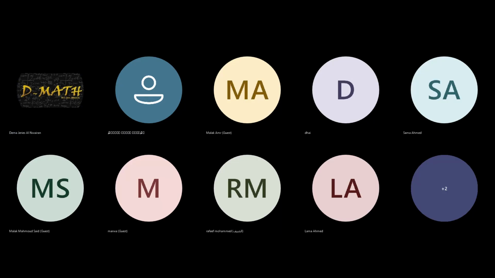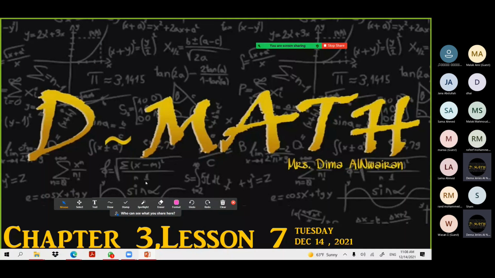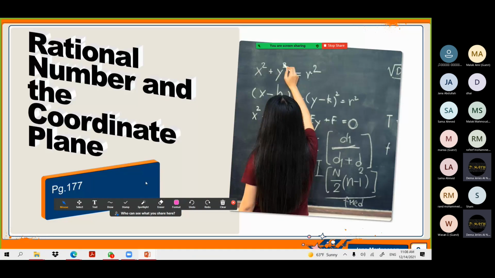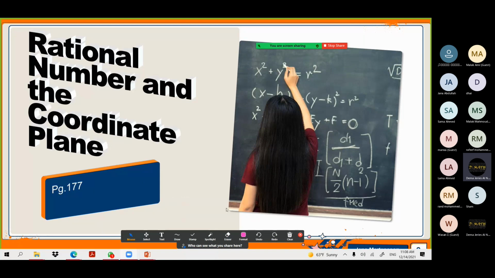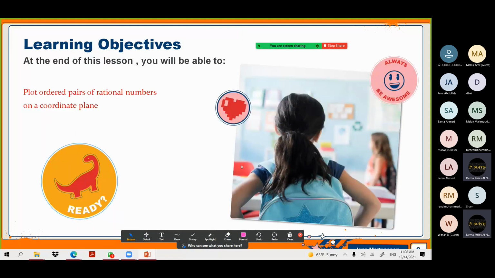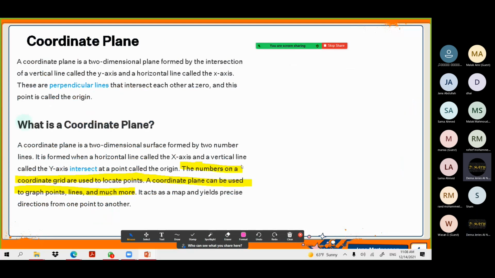Good morning. Today, we're going to start a new lesson in chapter 3, lesson 7, which is talking about the rational number and the coordinate plane. So, here we have something we call the coordinate plane. And we need now to plot points or plot the ordered pairs on the coordinate plane. But before we start, what do I mean by the coordinate plane? What do I mean by the ordered pair? Let's see.